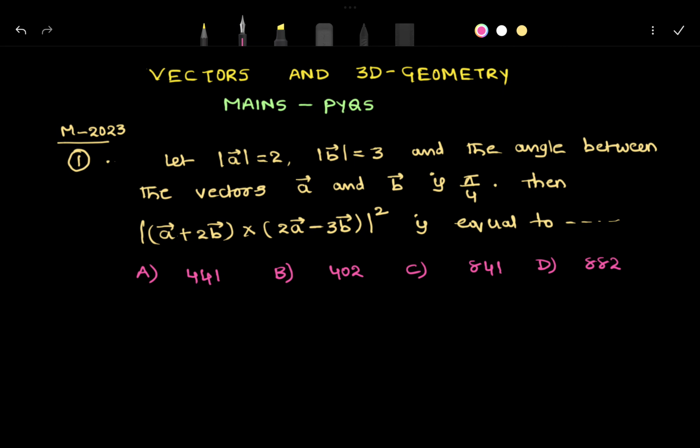In this video, we are going to discuss one more question from Mains 2023. Let |A| = 2 and |B| = 3, and the angle between the vectors A and B is pi by 4. Then find the modulus of (A + 2B) cross (2A - 3B), whole square. It is a very simple question.